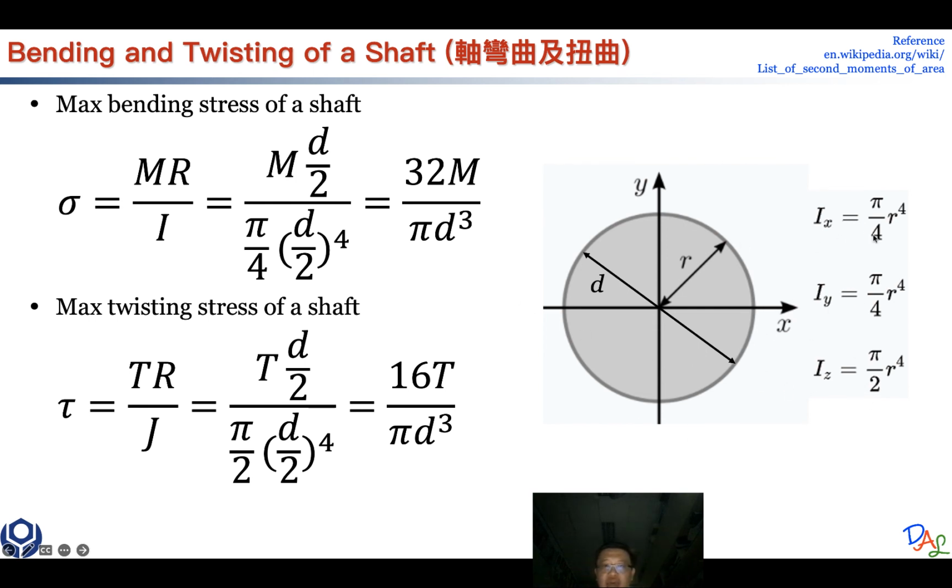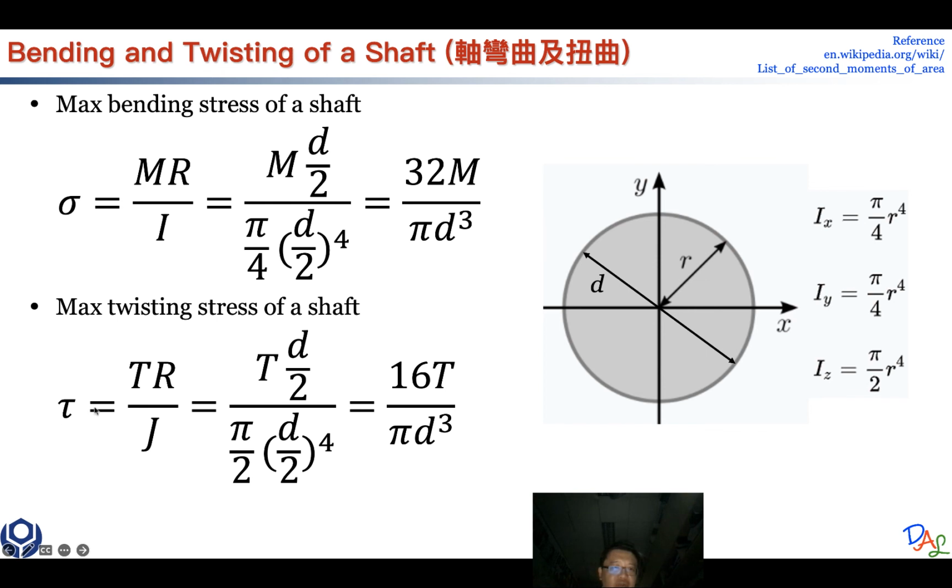Basically I equals pi over 4 times the radius to the power of 4, and R is d over 2. So at the end we have 32M over pi d cubed. This is a very important equation and you will be using it many times in this course. Please try to memorize it.